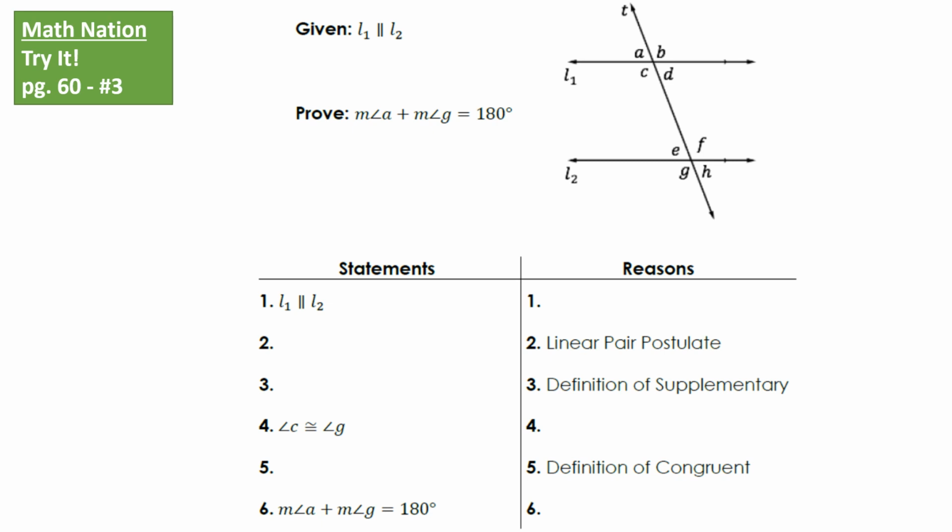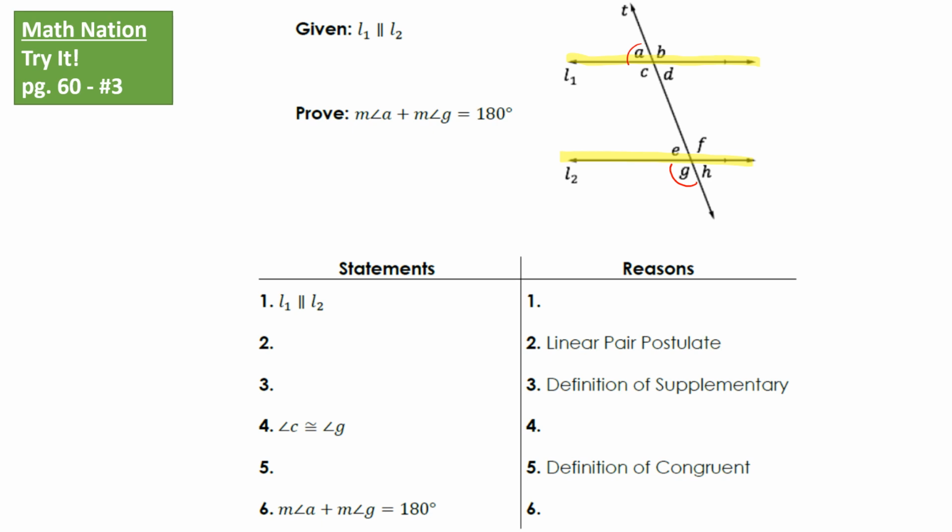So this one says complete the chart below using the following information. So again, we are doing a 2-column proof, and they give us the information that these two lines, L1 and L2, are in fact parallel, and we have to now prove that the measure of angle A and the measure of angle G, the sum is 180 degrees, right? So we're trying to prove that these two angles, A and G, added together equal 180. So let's look at our statements and reasons.